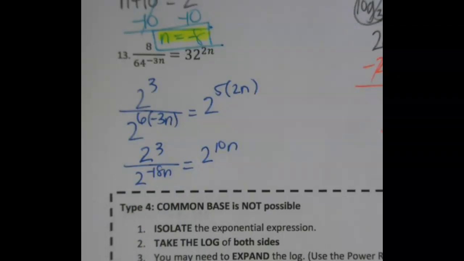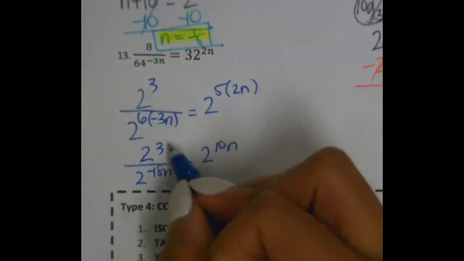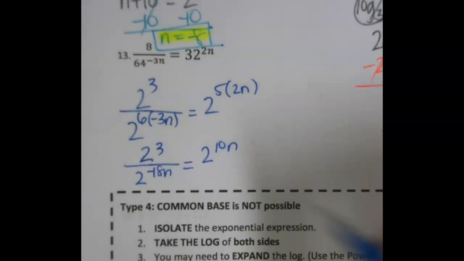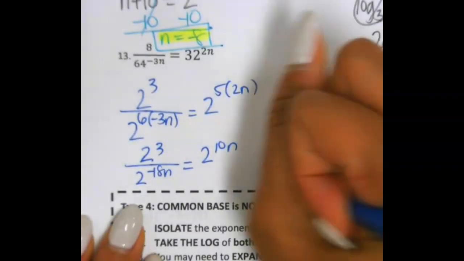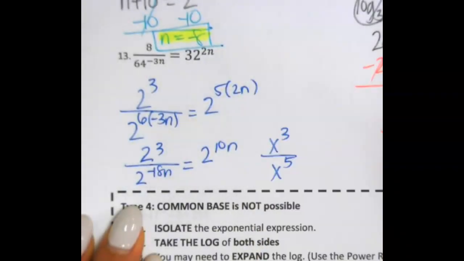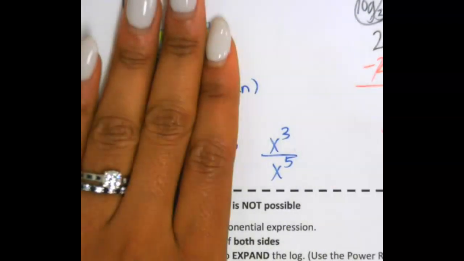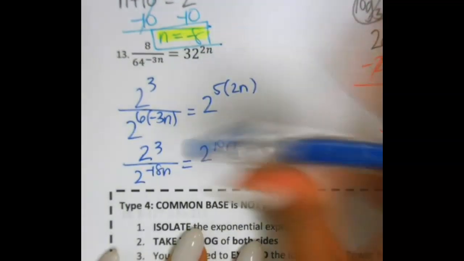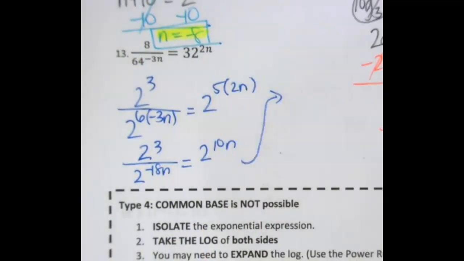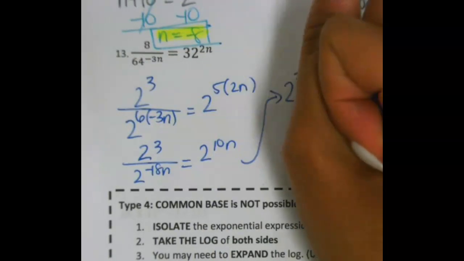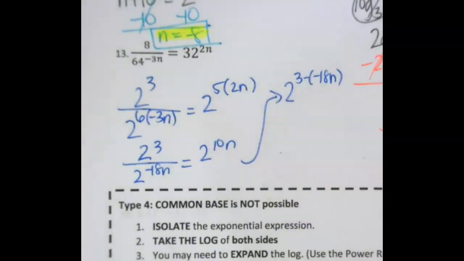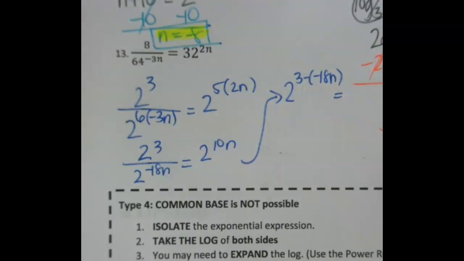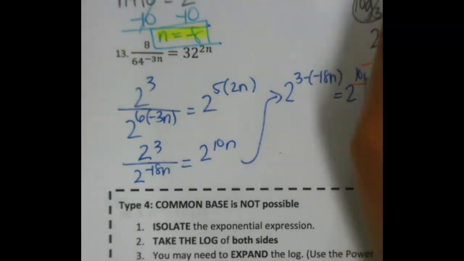Well, how could I do that? Lorraine, say it again. Subtract what? 3 and negative 18n. This is just regular, like, don't write this out. This is the same as x to the 3rd power over x to the 5th power. All you would do here is you would just subtract the exponents. You're doing the exact same thing, you just now have something else to consider. So I'm going to do exactly what Lorraine said, and we're going to subtract. We're going to make this 2 to the 3 minus negative 18n. Be careful with your sign. Right, and the other side will equal 2 to the 10n power.